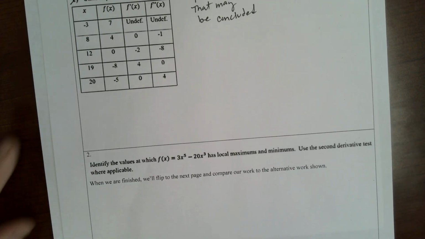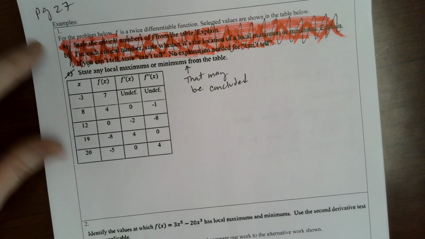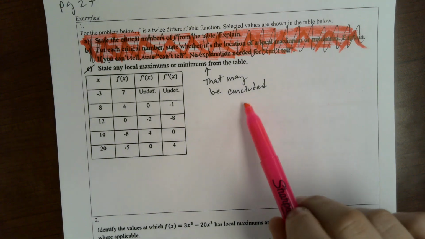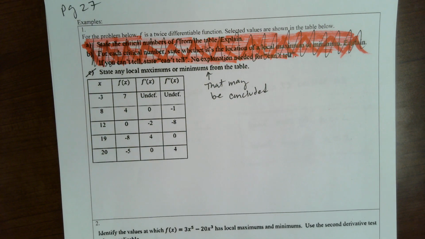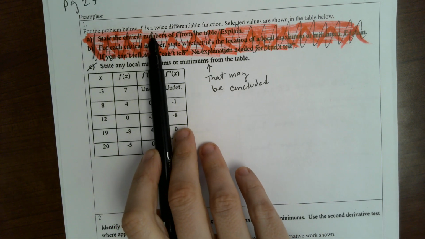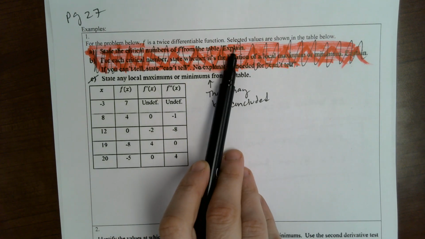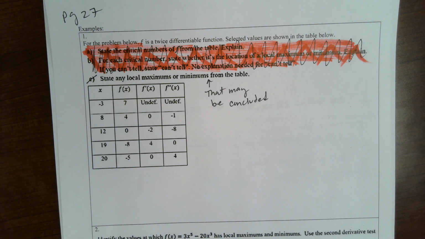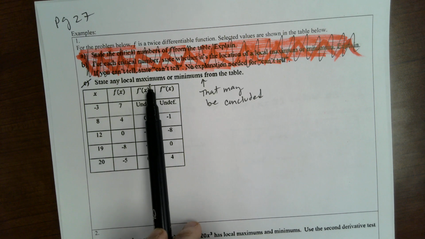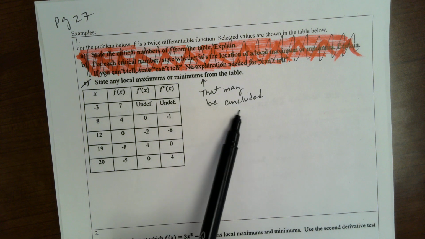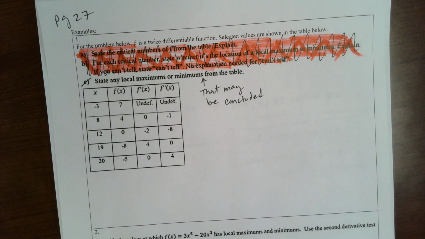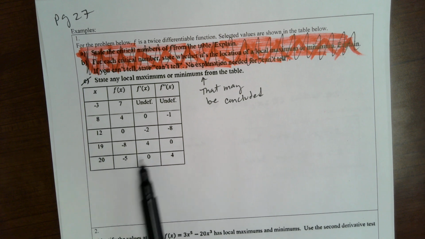Okay, so guys, page 27. We're going to cross off parts A and B, jump right to part C, and add this little piece of information here. For the problem below, f is a twice differentiable function. Selected values are shown in the table below. State any local maximums or minimums that may be concluded from the table. So guys, we can't do a number line from this.